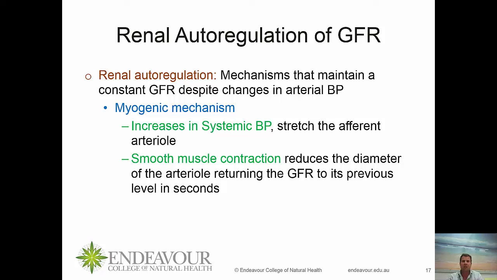It's a myogenic mechanism. It's intrinsic to our arterioles. They constrict in response to stretch, and it's the stretch from increasing blood pressure that makes them constrict up and return GFR back to normal.